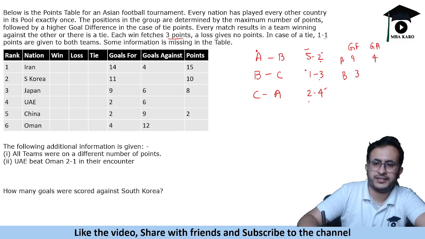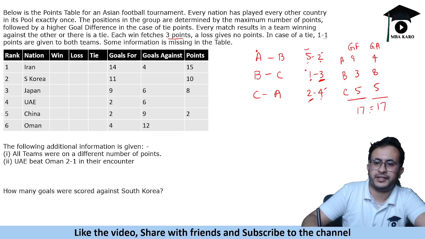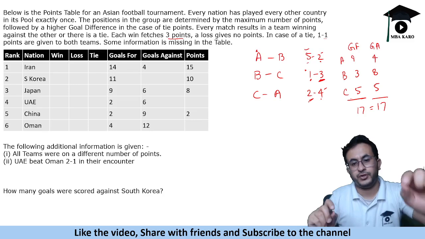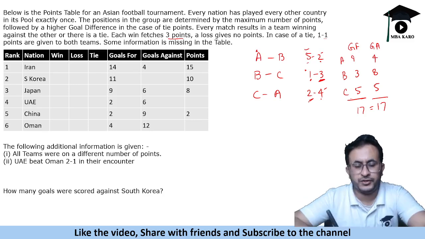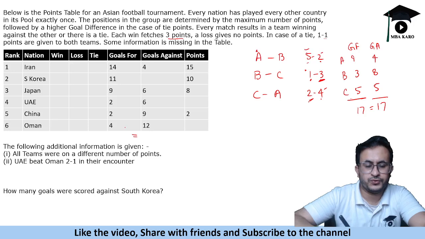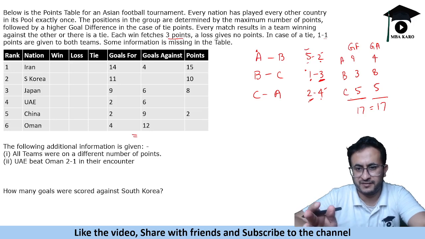And goals against B is 3 goals here and 5 here, 8. And goals for C is goals scored by C, that is 3 plus 2, 5. And goals against is 1 plus 4, that is 5. Now one thing that we notice is the total goals scored for and against is the same. So if you have to find the goals against South Korea, that will be the total of these two. So these two totals should match and you will get the values.